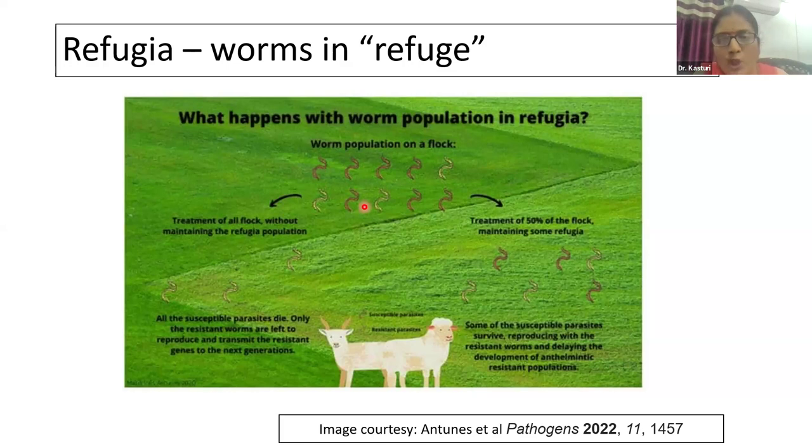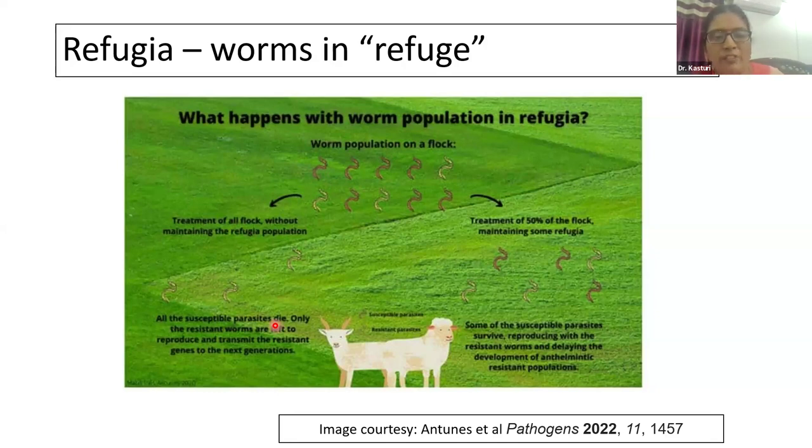Maintenance of the refugia population means we have to refrain from deworming all the animals in the farm. What happens if you are not maintaining the worm refugia population, if you are treating all the animals in a flock? Without maintaining any refugia population, whatever susceptible parasites are present in the animals die, whereas the resistant worms remain. Only the susceptible parasites will die, but the resistant parasites will remain.